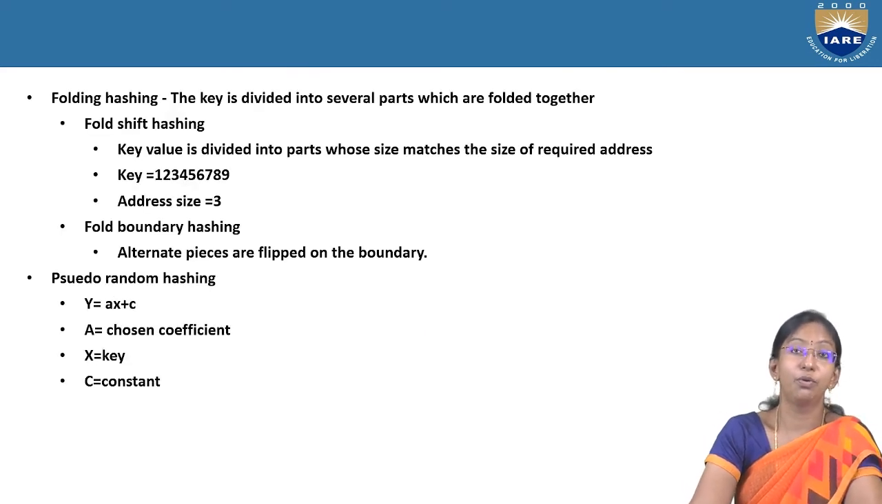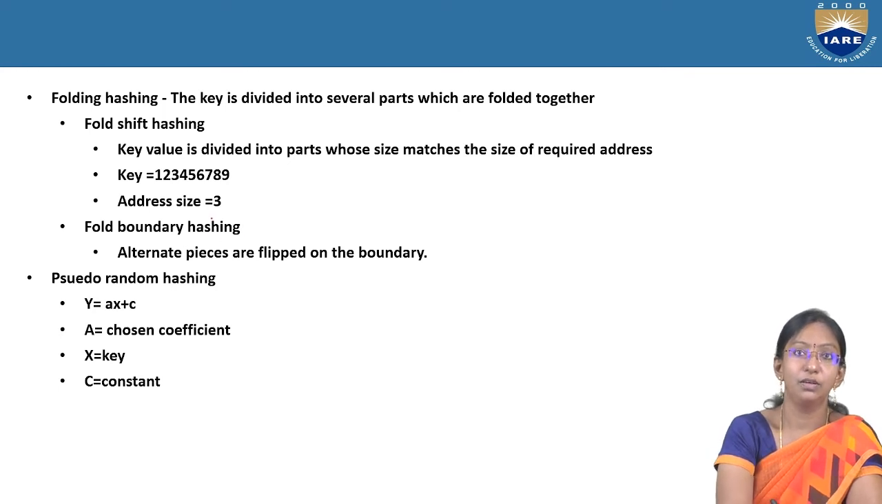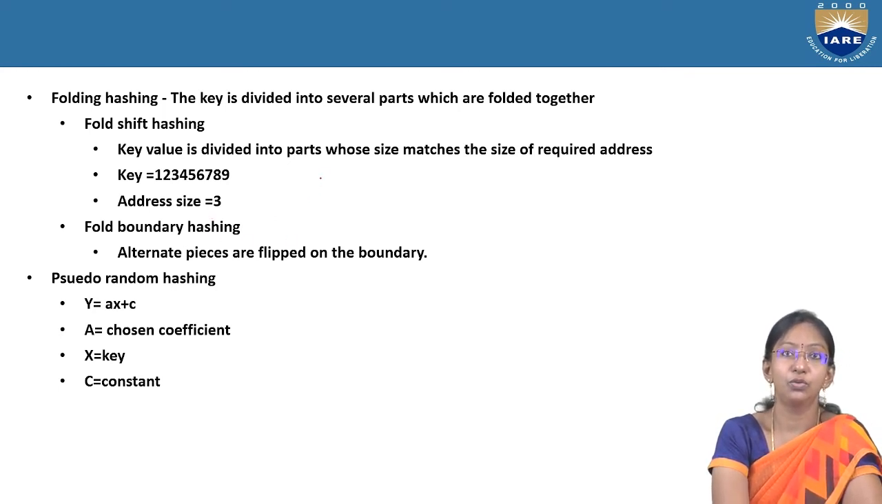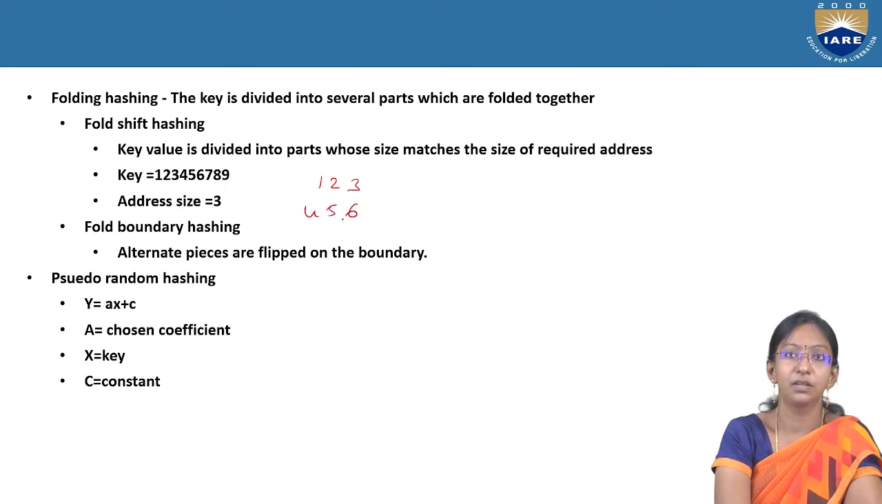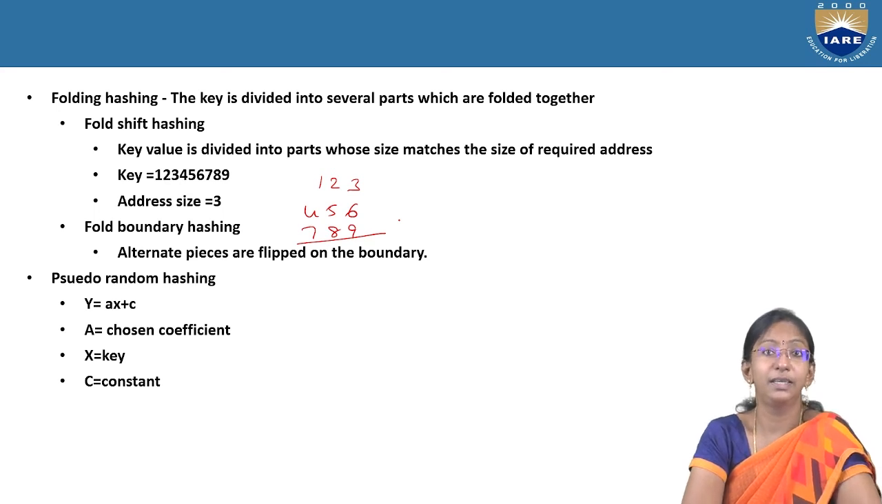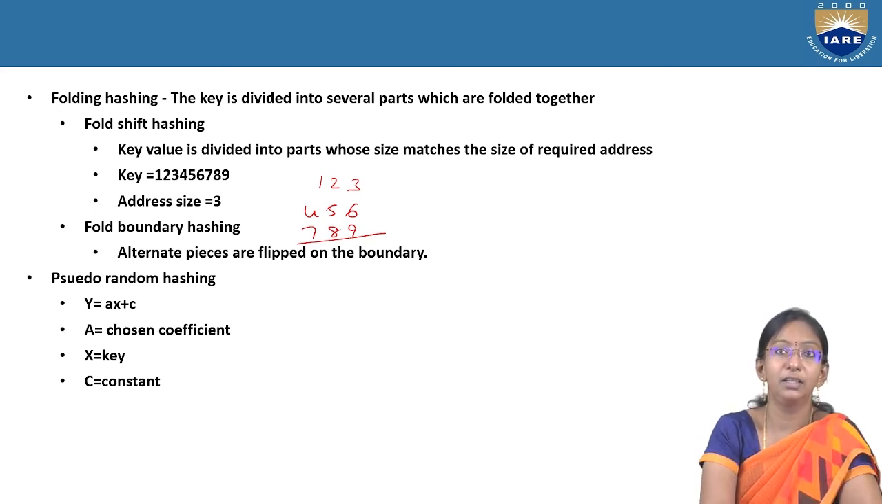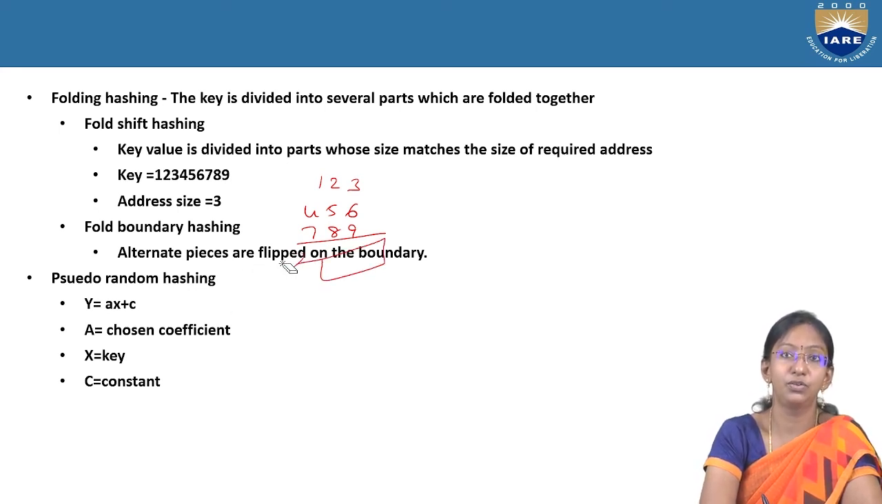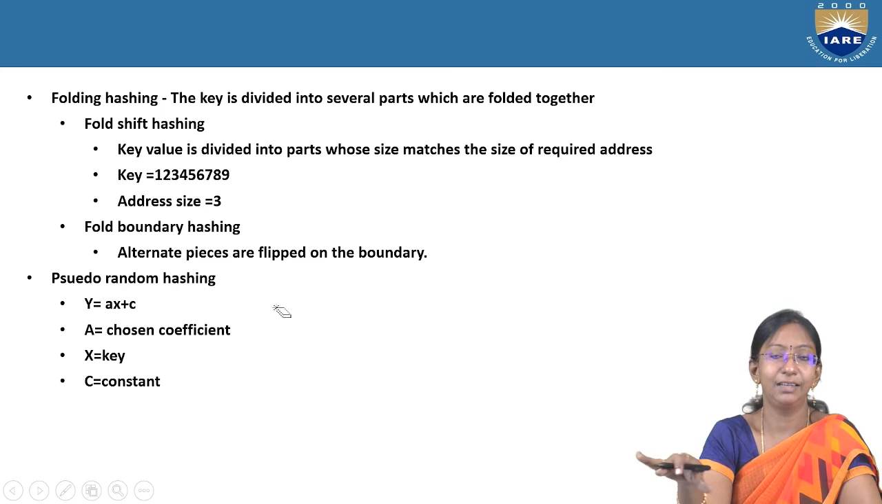Next is folding. Folding is an interesting one. If the address size is 3, fold the data in 3. So 1, 2, 3, 4, 5, 6, 7, 8, 9. Add them and get the result. If you get a carry, forget about the carry. Use the 3 bits or 3 digits as your address. That is one way, so that is shift hashing directly.